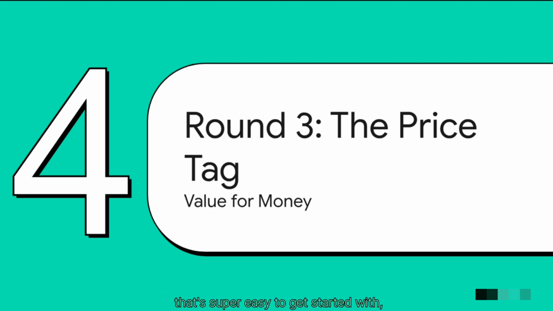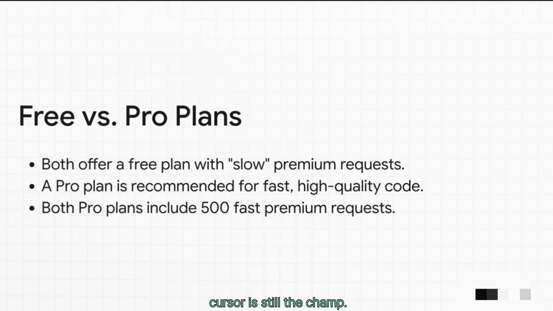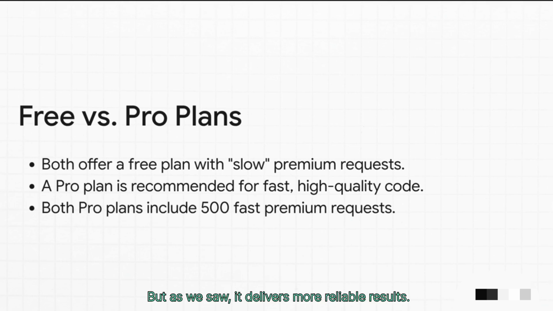It's all about the price tag. How much are these things going to cost? Okay, so both tools are actually pretty cool about this. They each have a free plan, which is awesome. It gives you a limited number of uses of their best AI models, but they're kind of slow. If you're doing serious work and you need speed and top quality, you're probably going to want a pro plan. And here, the plans look almost identical. Both give you 500 fast requests a month to the really good AI models like Claude Sonnet.